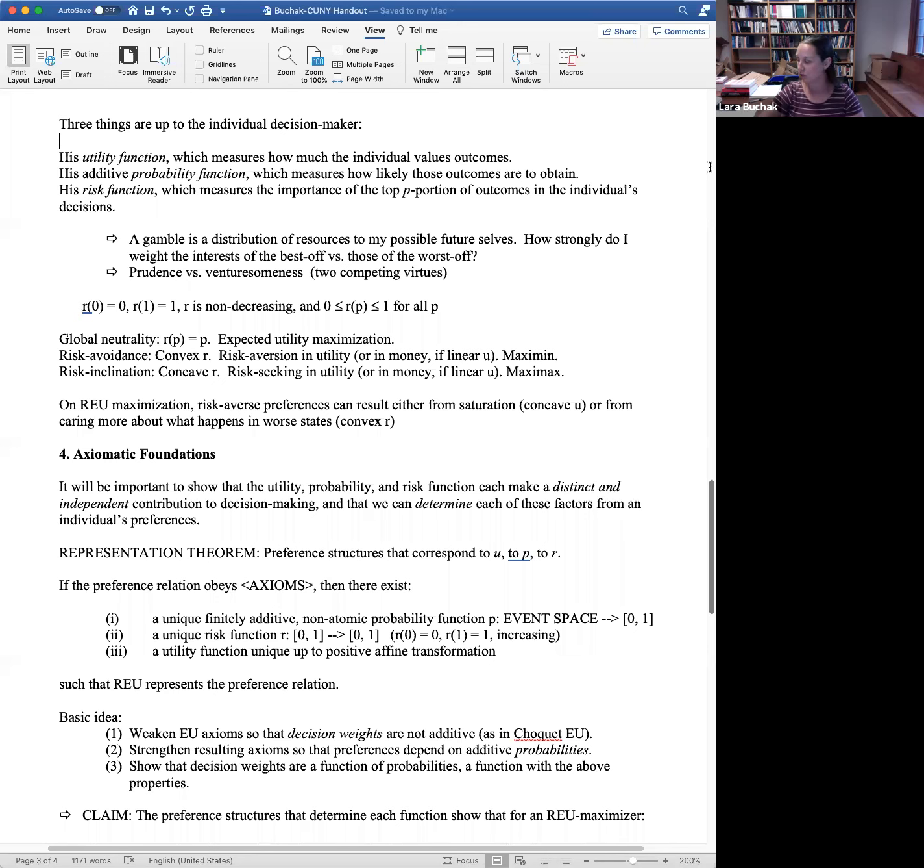So if I'm concerned with making sure things don't go too badly for the worst off future Lauras, and I weight their interests more heavily, then I'm going to have a convex risk function. On the other hand, if I weight the interests of my best off more strongly, I'm going to have a concave risk function. And if I weight them all the same, I'm going to have a linear risk function.